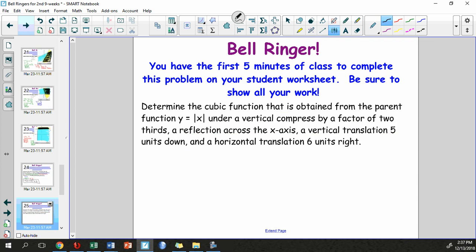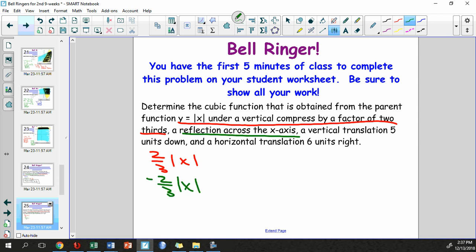Same concept, determine the function that is obtained from the parent function y equals the absolute value of x. And I want to have a vertical compression of 2/3. So that's going to be 2/3 times the absolute value of x. Then I'm going to have a reflection across the x-axis. So if I'm across the x-axis, the 2/3 becomes negative. Then if I have a vertical translation up 5, that means I'm going to simply add 5 units to this. And then I'm going to be over 6 units.